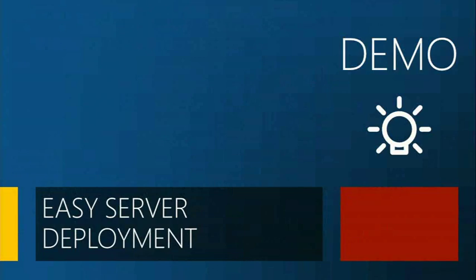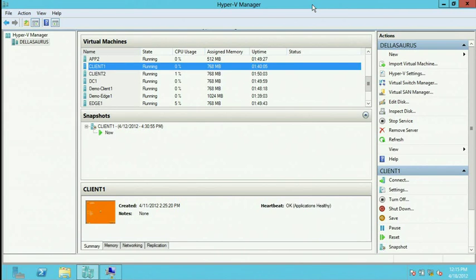So let's look at the easy server deployment. All right, so we're going to move away from that demo topology a little bit. I mentioned earlier that almost all the demos are going to use that same topology. This one's not, because it's one of the simpler ones. So I'm going to go ahead and pull up one of my other Edge servers. This one's not been configured yet.